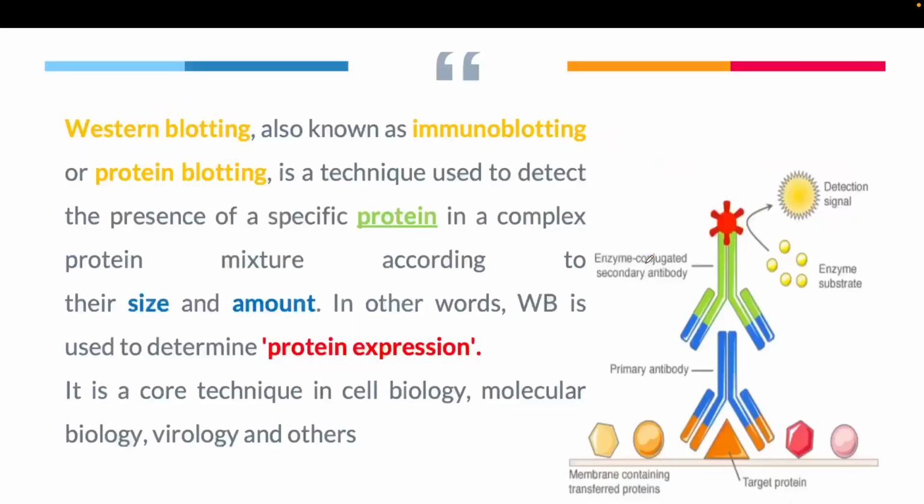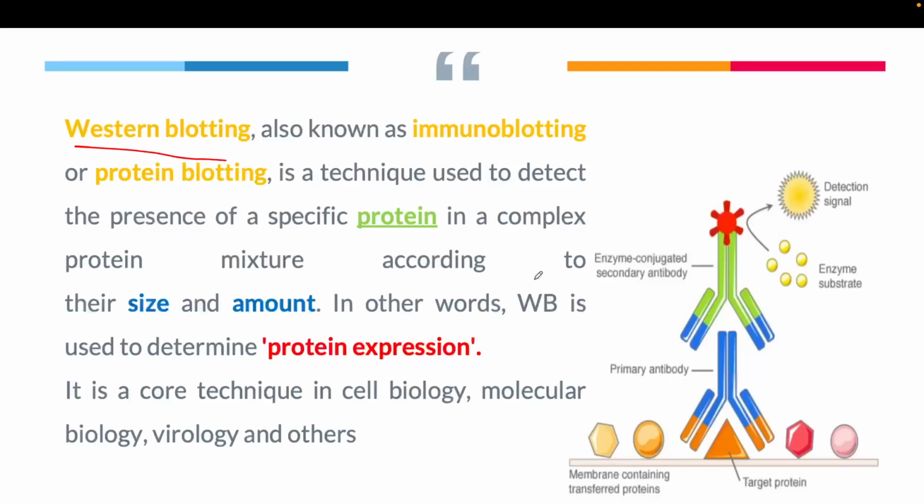Okay, then the next one is the western blotting. Western blotting is also known as immunoblotting or protein blotting. It is a technique used to detect the presence of a specific protein in a complex protein mixture according to their size and amount. This western blot is used to determine protein expression. It is a core technique in cell biology, molecular biology, virology and others.